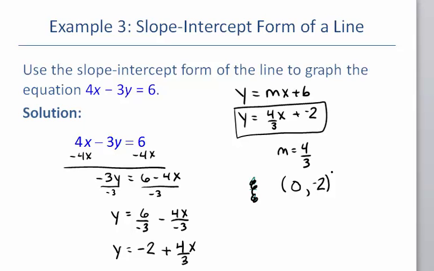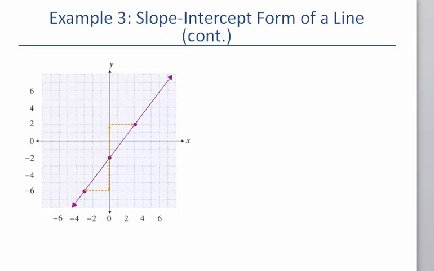Now the second part of this question is asking us to graph the equation. So let's take the information that we have and talk about the graph. We know that the slope is 4/3. And we know that the y-intercept is (0, -2). So on our graph, you can see that the point (0, -2) is right here.